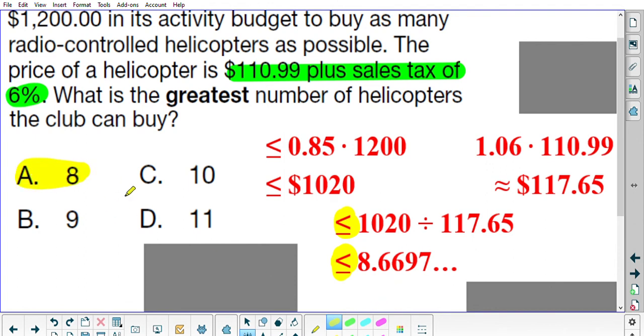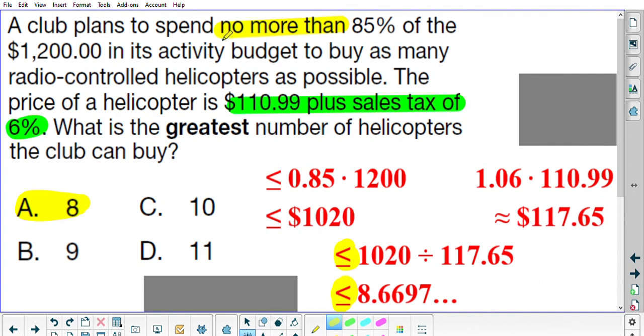So if you thought it was choice B, I am sorry, that is not correct. If you did 9 helicopters, you would spend more than $1,020, which goes against what the first sentence said. They want to spend no more than 85% of the $1,200. So you cannot go over the 8.6. This is why it has to be 8.